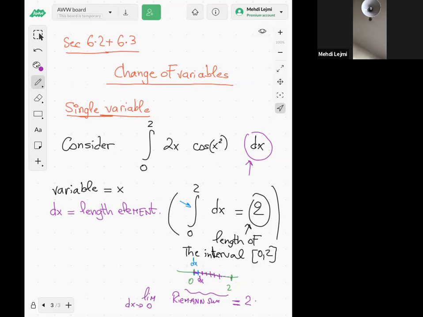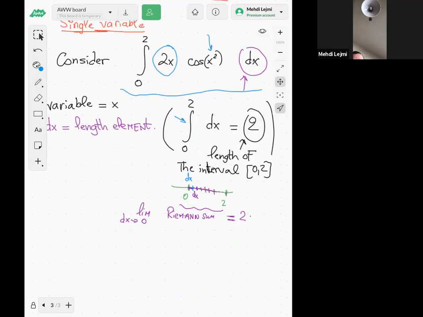Anyway, now how do we compute this integral? Let me come back to my initial integral here: 2x cosine of x squared. Of course, you can think of a substitution here, right? We can do the substitution u equals x squared.